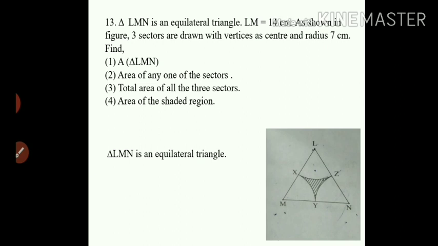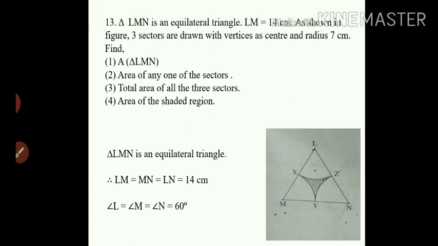You can see triangle LMN is an equilateral triangle. That means all sides will be congruent. So LM is equal to MN is equal to LN, which is equal to 14 centimeter. And also angle L, angle M, and angle N will be equal to 60 degree, as it is an equilateral triangle. Now first I will find out the area of triangle LMN.